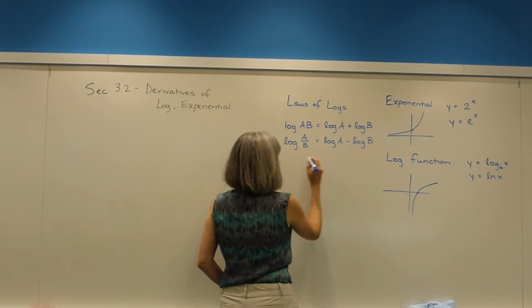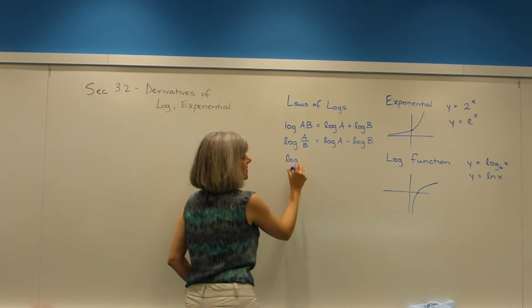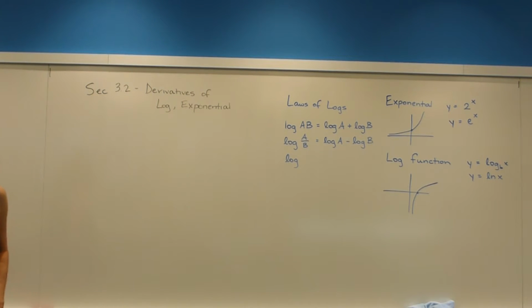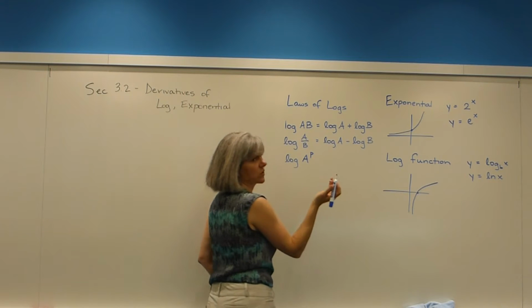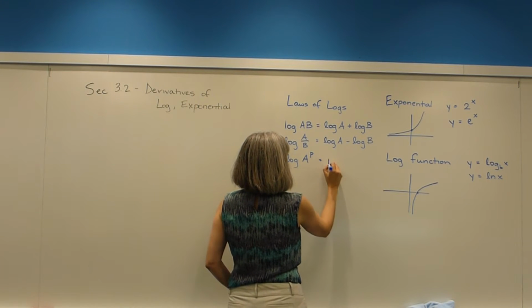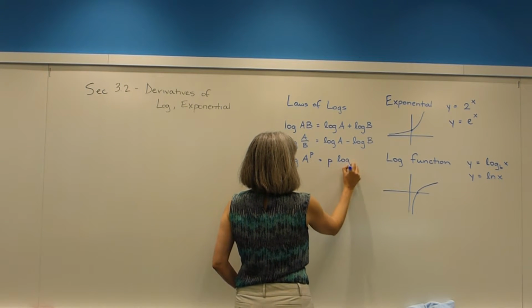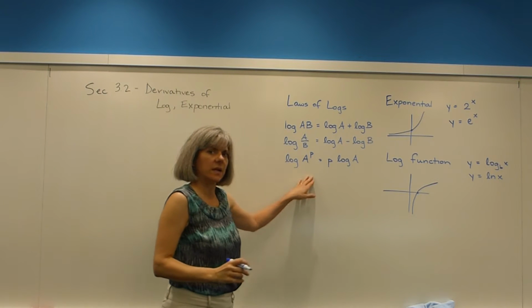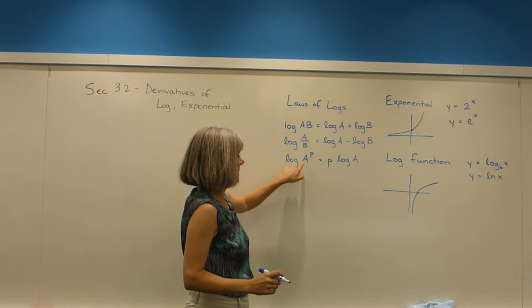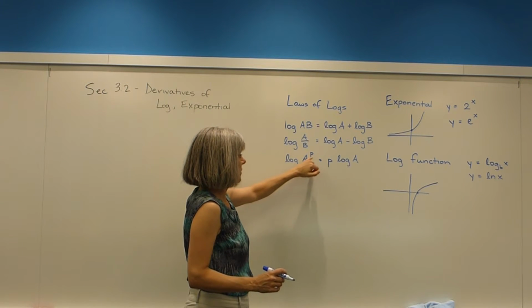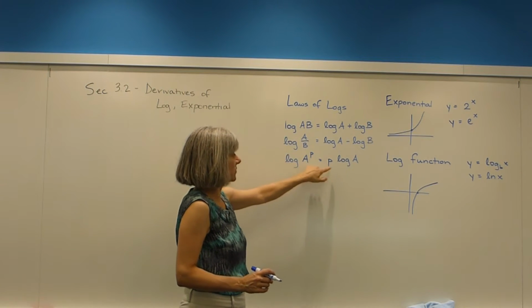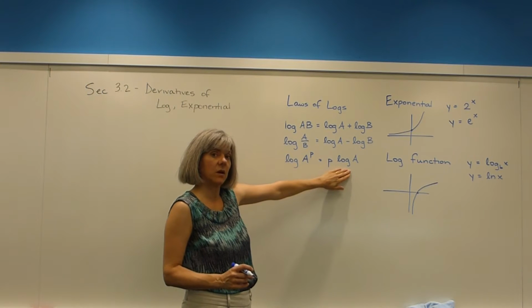And then the one that we'll actually use the most is log A to the P, I'm not sure why I picked P, would be P log of A. So this is the one, again, that we'll use the most, where if it's a variable to an exponent, or any value to an exponent, the exponent can come down in front. And now I have just a basic log.